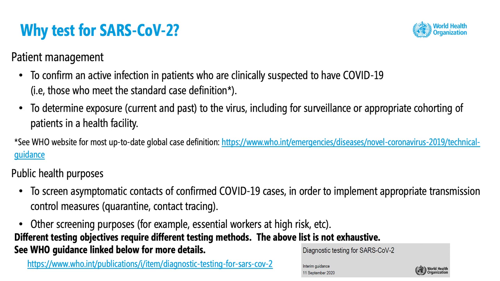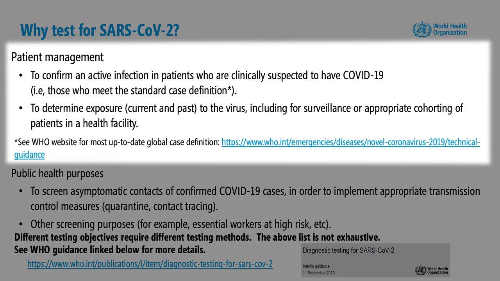So there are many reasons to test for SARS-CoV-2, such as individual patient management and public health reasons. A health provider may order a SARS-CoV-2 test in order to confirm an active infection in a patient who is clinically suspected to have COVID-19. That is, in someone who meets a standard case definition of a suspected COVID-19 case. You can see the link on this slide for the WHO global case definition.